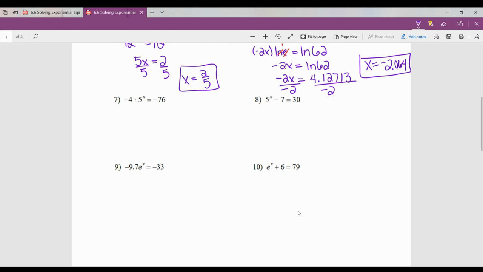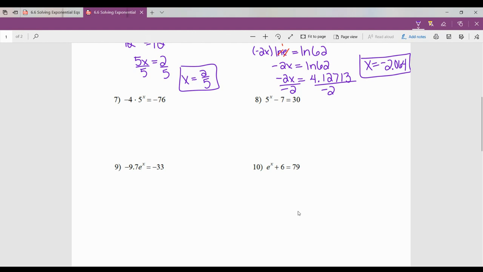Okay, now on to the second half where we have a little bit more going on. So we have some things that are going on outside of the base and the exponent. So the first item of business is we've got to get rid of whatever's going on outside of those base and exponent. So for number 7, we have the base and the exponent being multiplied by a -4.